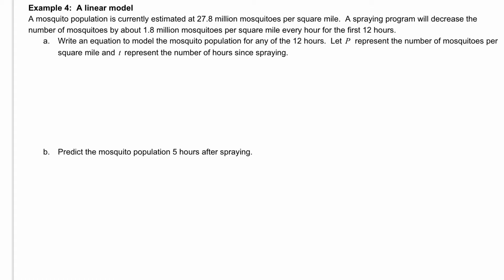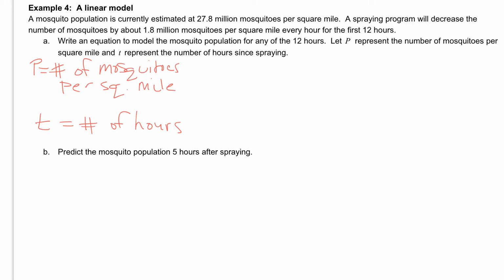So the first thing we want to write down is what our variables represent to help us out. The first thing we know is P is equal to the number of mosquitoes per square mile. And then we also know that T represents the number of hours.